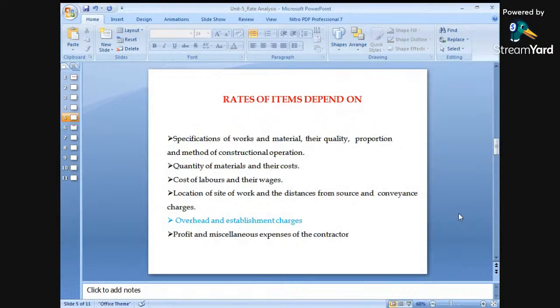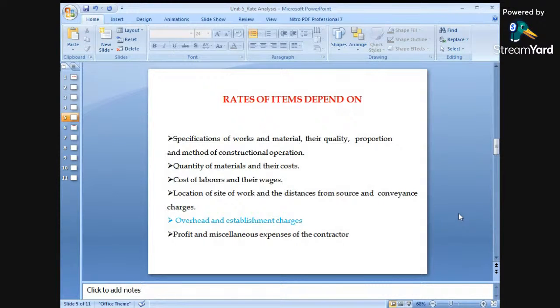What are establishment charges? We have to establish an office for clerical work. It is also to be carried out related with a construction project. So here, maintenance of the office and the office staff. So here again establishment charges will also be taken care of. Okay? Last bit related with the rate analysis is nothing but the profit and miscellaneous expenses of the contractor.